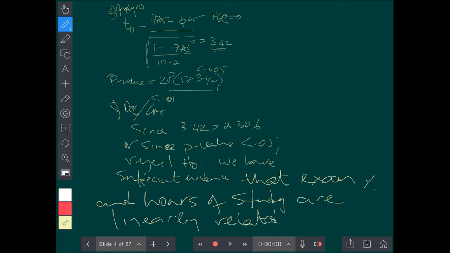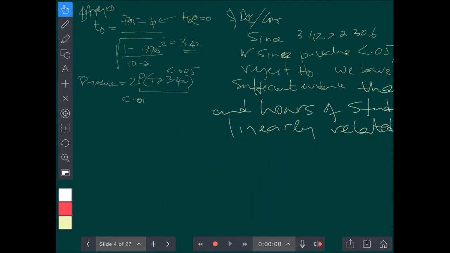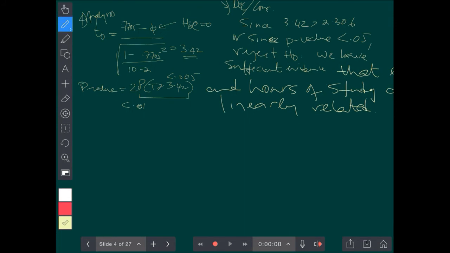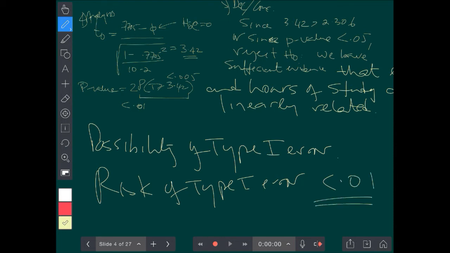Cool, that's the conclusion. So, can we be wrong? Of course, there's a possibility of type 1 error here. The risk of type 1 error is less than 0.01, and that's that. So we have evidence that those two things are related.